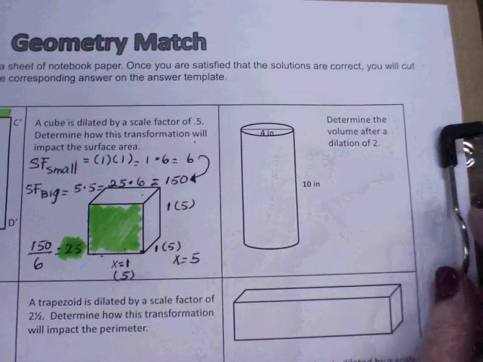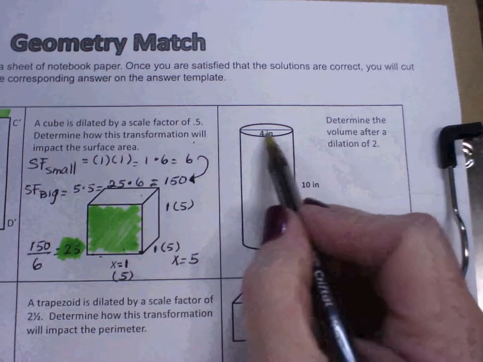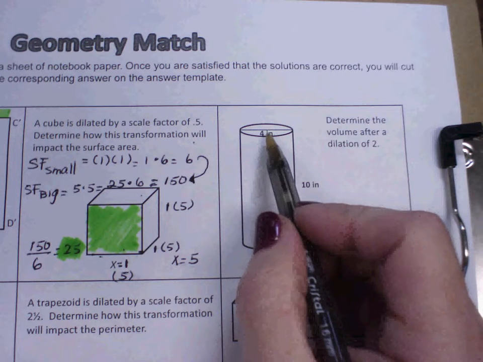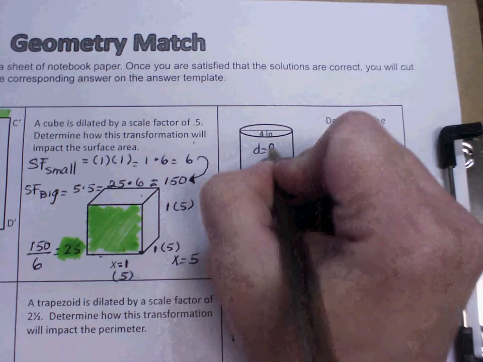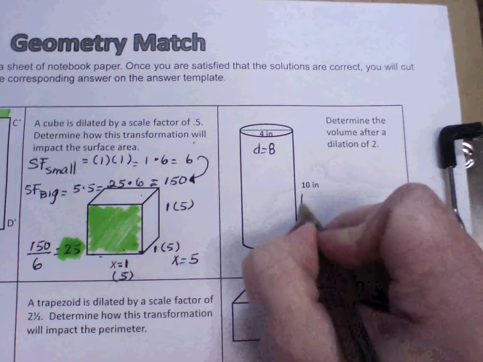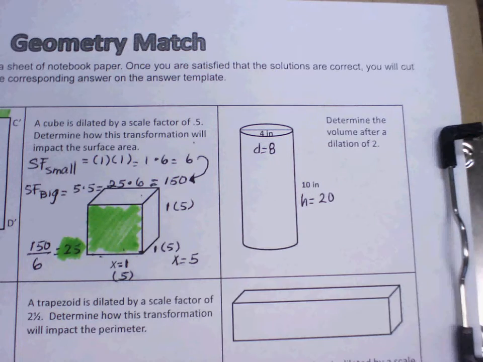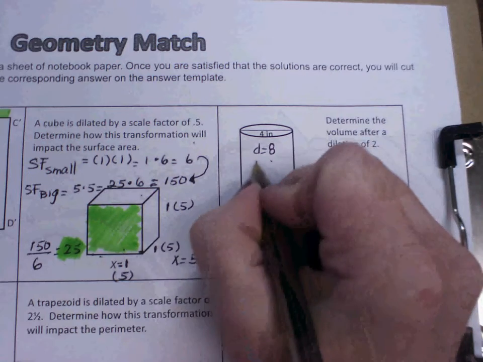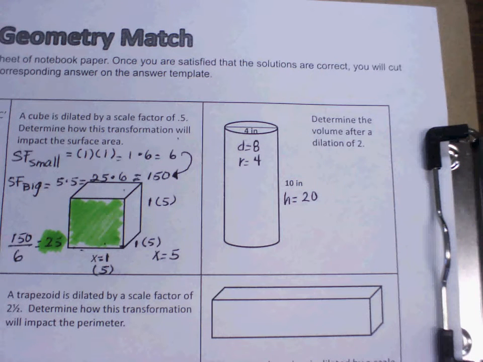All right. Determine the volume after a dilation of 2. So if it's a dilation of 2, was it bigger or was it smaller? Bigger, because it's bigger than 1. All right, so instead of 4, it becomes what? The diameter is now 8. And instead of 10, the height is what? 20. Very good. Now, if the diameter is 8, how much is the radius? 4.